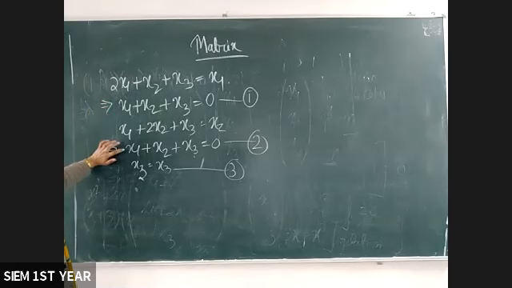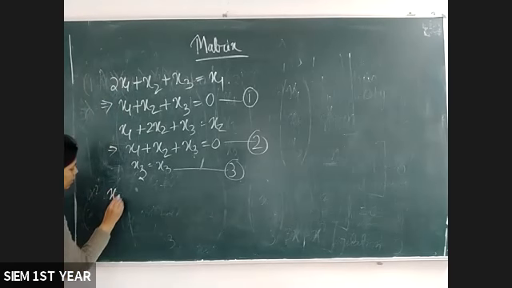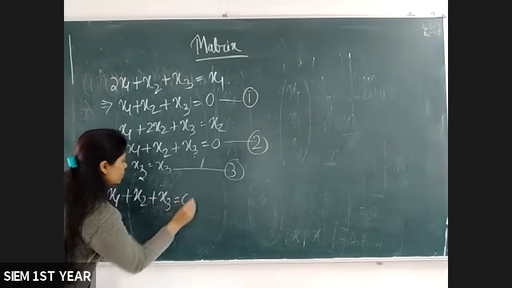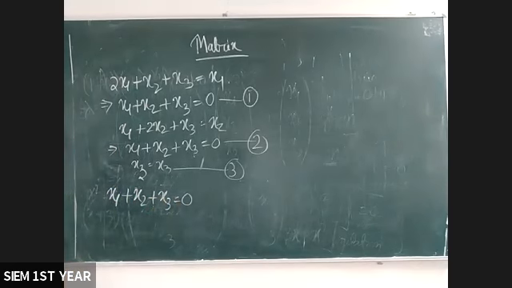Next, the first and second equations are both equal. So we only get one equation, x1 plus x2 plus x3 is equal to 0. So here we only get one equation, that is x1 plus x2 plus x3 is equal to 0.